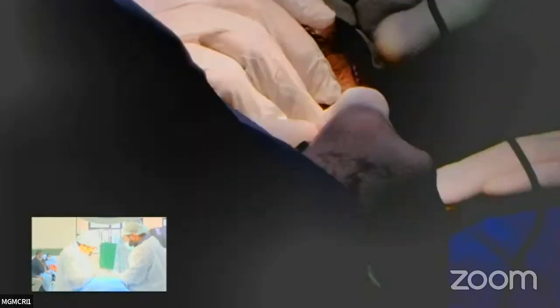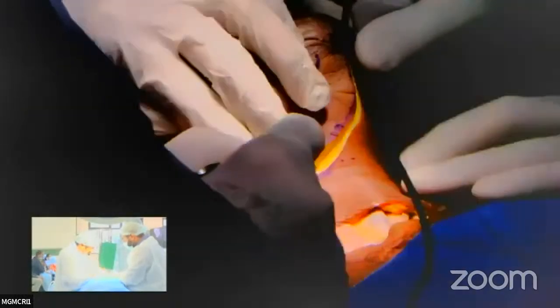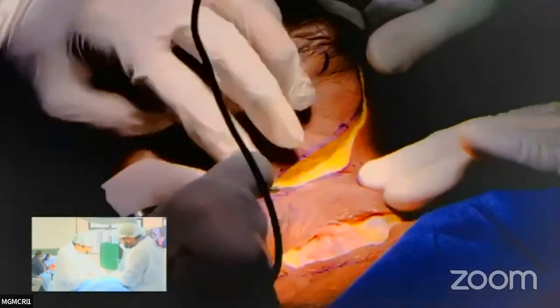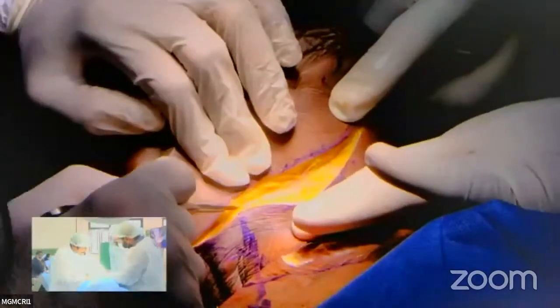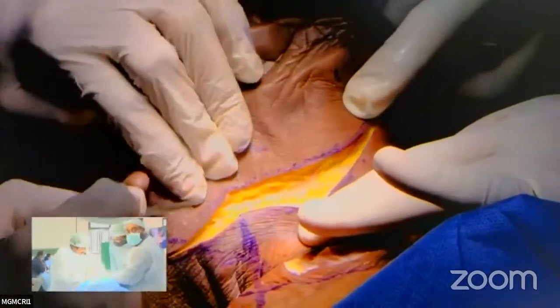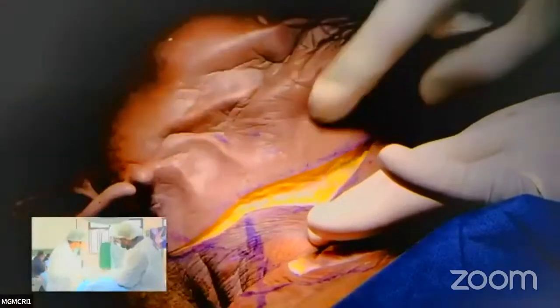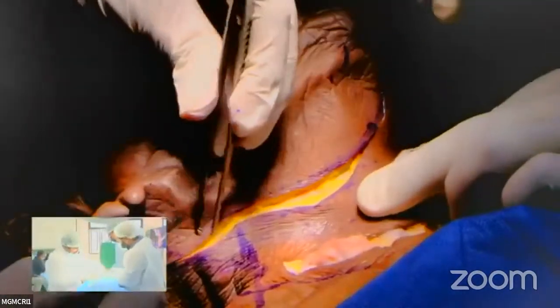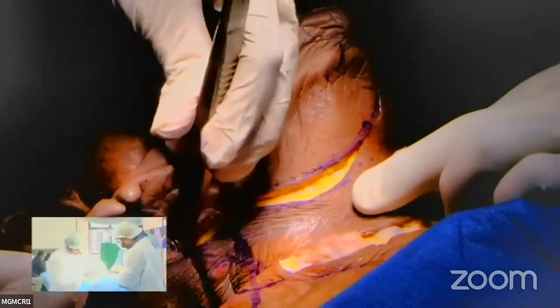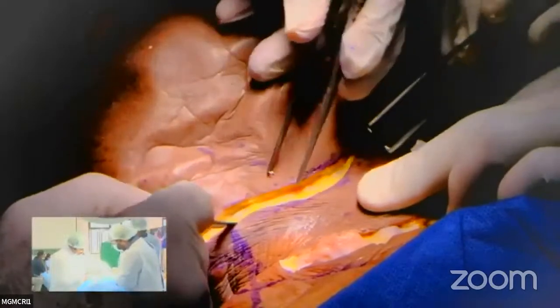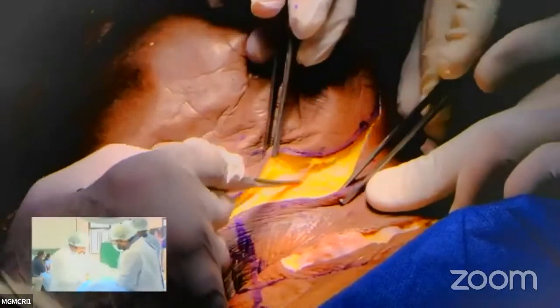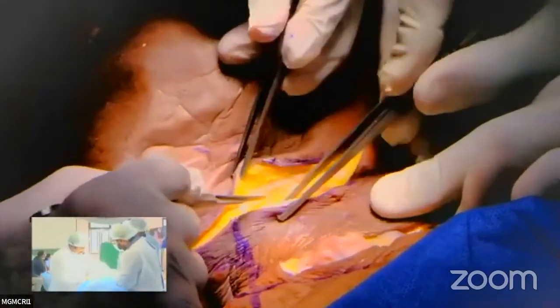In the middle, you will not have the platysma. Here you look for the platysma. Skin, subcutaneous tissue. Here is the platysma. This patient has a very thin platysma. Tooth forceps. So this is the thin platysma. We are cutting the platysma now.